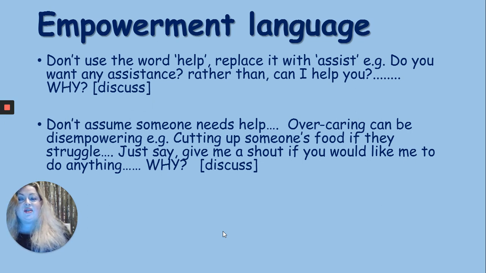As carers in health and social care, it's important that we don't just assume that somebody needs help. Over caring can also be very disempowering. So imagine the scenario of cutting up someone's food in an old people's home if they struggle. Just say, give me a shout if you'd like me to do that for you later. Why do you think that would be important in that context? Why would it be important not to just assume that person would want that level of assistance, would want their food cut up straight away? Why would it be empowering to consult them on whether they would want that to go ahead?